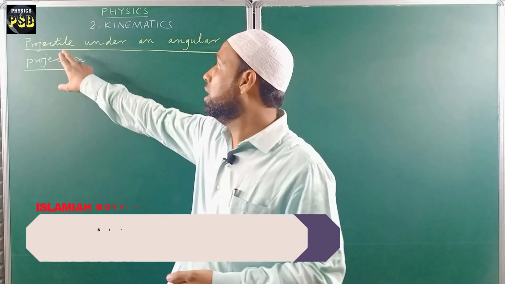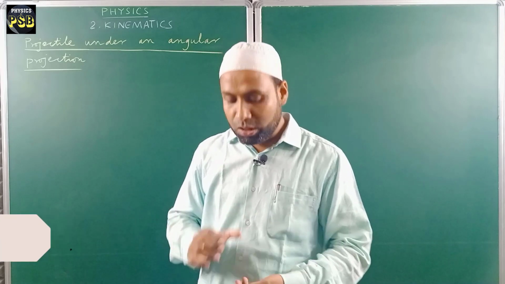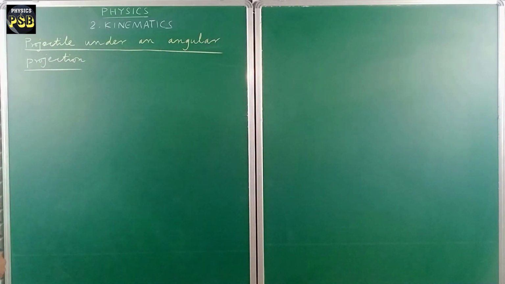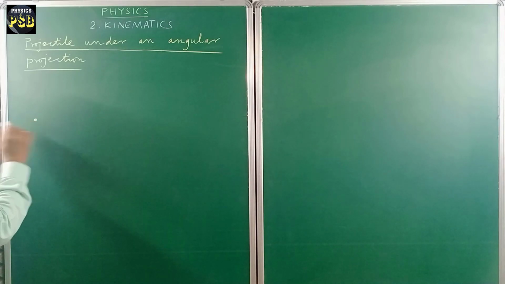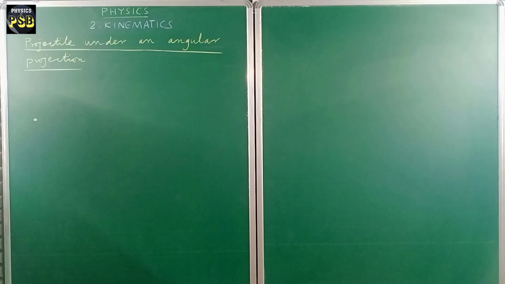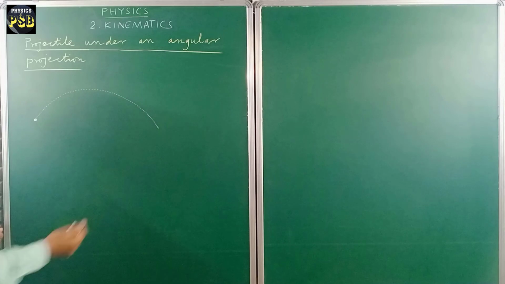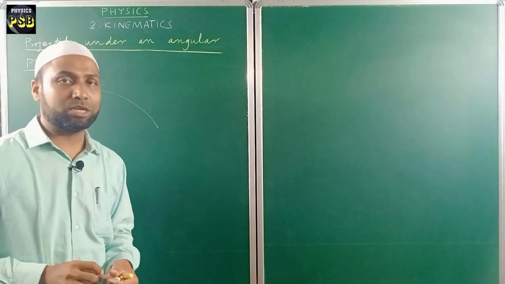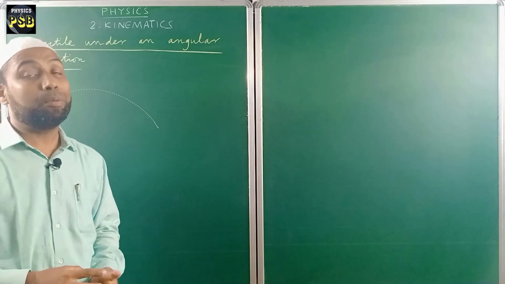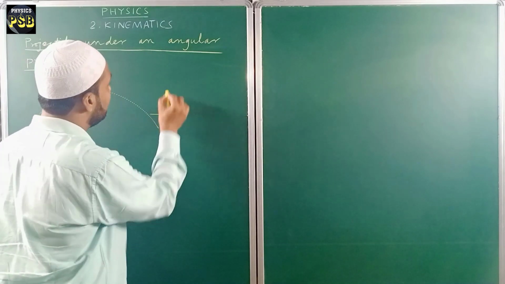In the previous video, we learned about projectile in horizontal projection. In this video, we'll discuss a projectile under an angular projection. For that, I consider an object, which we call a projectile, thrown from a certain point. For example, I take this point from where the projectile is projected with some initial velocity in air. When it is done so, it starts moving in this particular direction. This is the path followed by the projectile, and we call the path followed by the projectile the trajectory. So this is the trajectory of the projectile under angular projection.